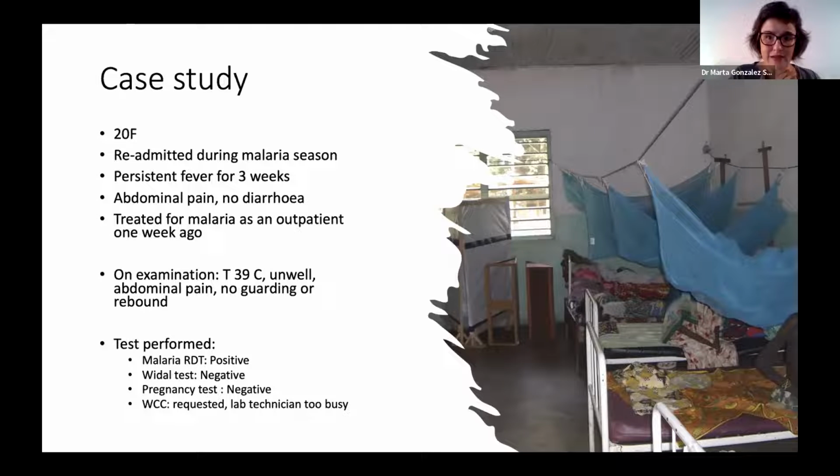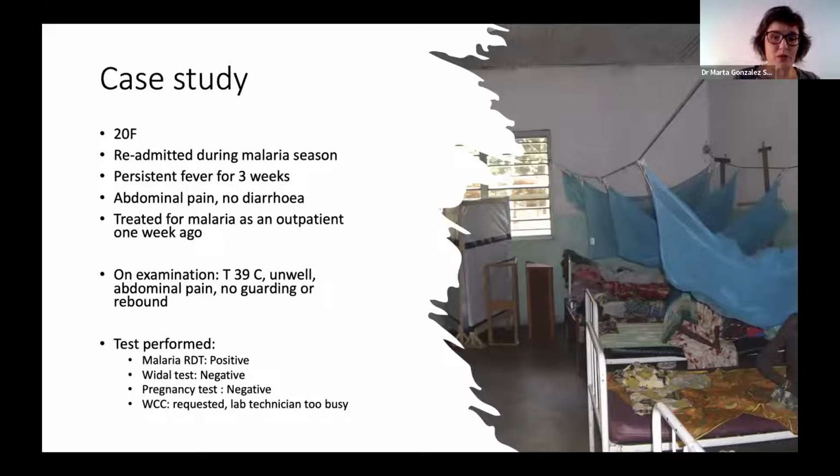We're going to do a case. We've got a 20-year-old female. She's the one at the end of the ward, which I think is always a concern. People at the end of the wards do worse than people at the beginning. And she's been readmitted during the malaria season. We're in full peak palu, like they call it. And she says she's been having persistent fevers for 3 weeks, some abdominal pain, but no clear diarrhea. And she was treated for malaria as an outpatient a week ago. On examination, she's got a temperature. She looks quite unwell, and she's got abdominal pain, but no guarding or rebound.